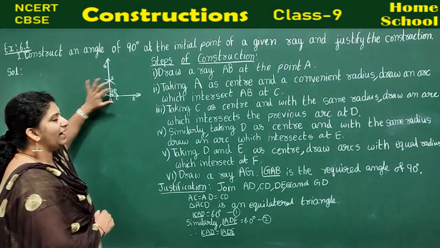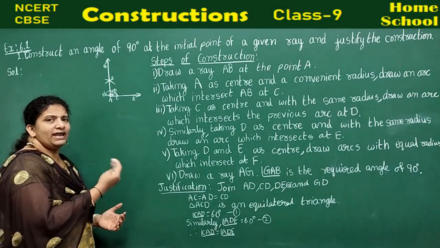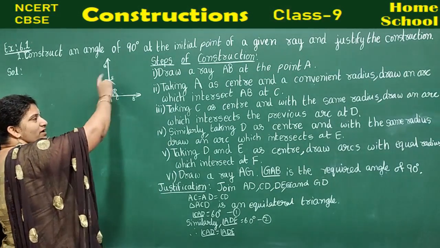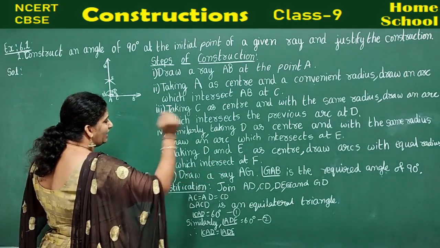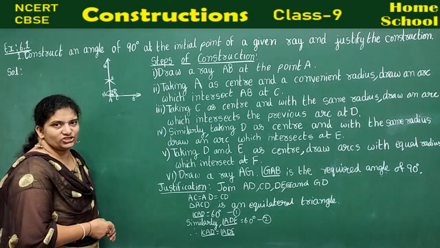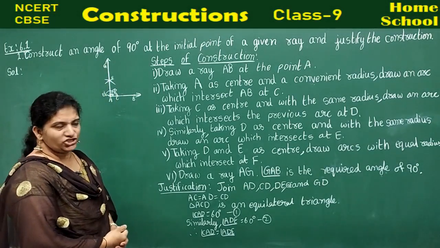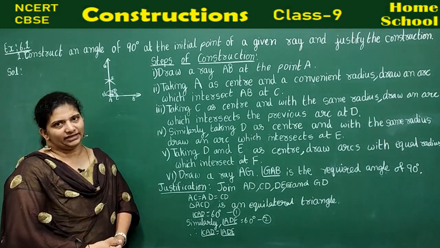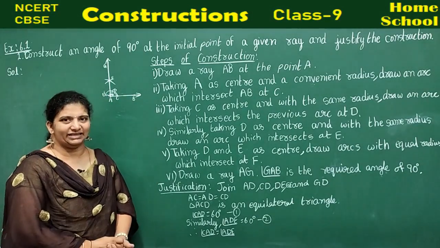Now, taking D and E as centers, draw arcs with equal radius, more than half of the distance. You can take the measurement; if you want, you can change it, but take the same radius from E and D. Next step, which intersects at F. Mark this point as F. Draw a ray AG. Join this and then extend. You are going to get a ray AG. Angle GAB is the required angle of 90 degrees.